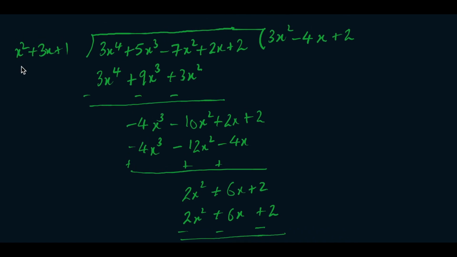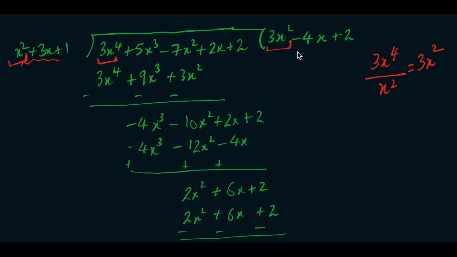So this is our g of x and this is p of x. The first part of p of x is 3x to the power 4. So we write 3x to the power 4. We divide by the first term of g of x, which is x square. So we get 3 times x square. So we multiply our equation with 3 times x square.